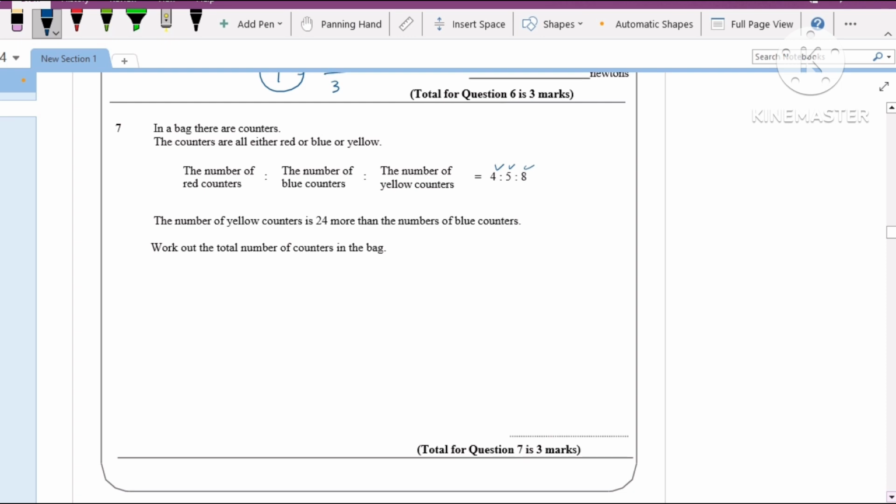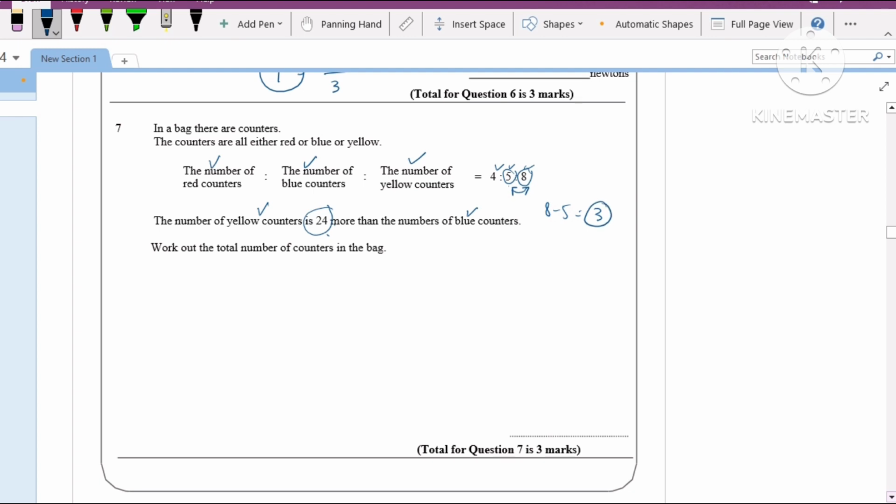So look, this amount 24 is not for the red counters, it is not for the blue counters, it is not for the yellow counters, and it is not the total number of counters. So basically this is the comparison between yellow counters and blue counters. The parts for the yellow counters are 8 and the parts for blue counters are 5. So we can clearly see that the yellow counters have 3 parts more than blue counters, 8 minus 5.